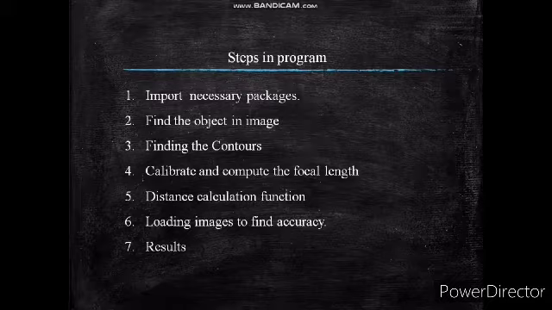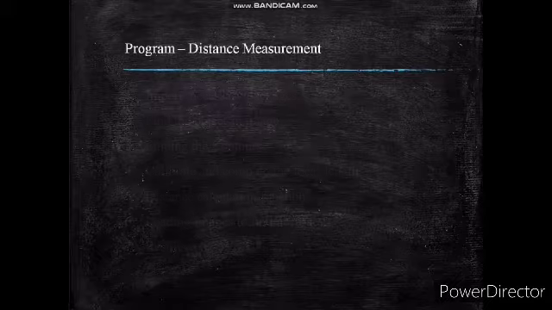Then finding the contours. Then in the fourth step, calibrating and computing the focal length. Then in the fifth step, distance calculation function. Then sixth step is we have to load images to find the accuracy. Then if we follow all these steps, we'll get the final results.